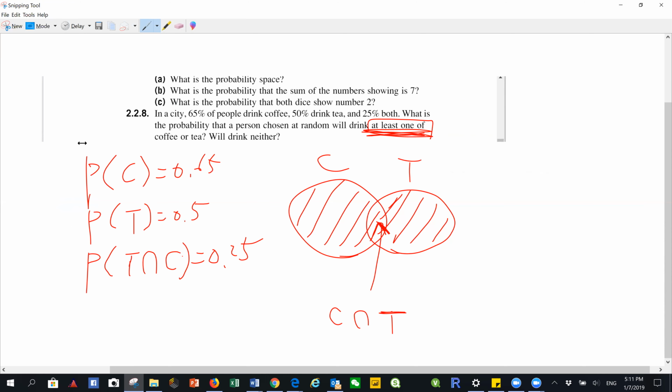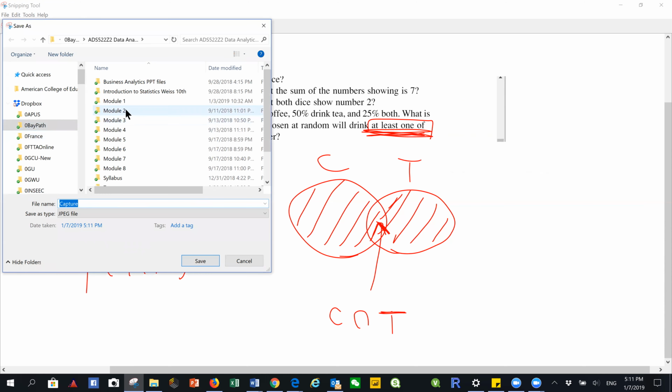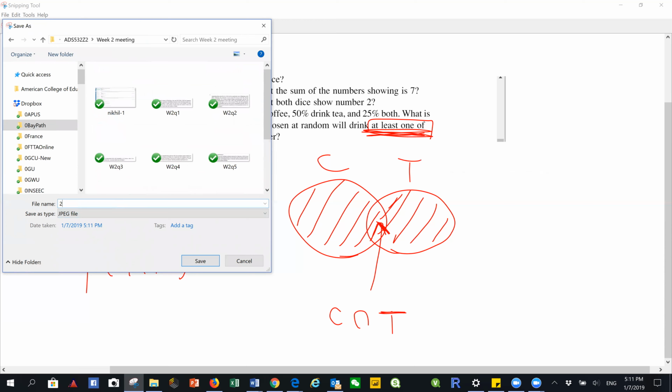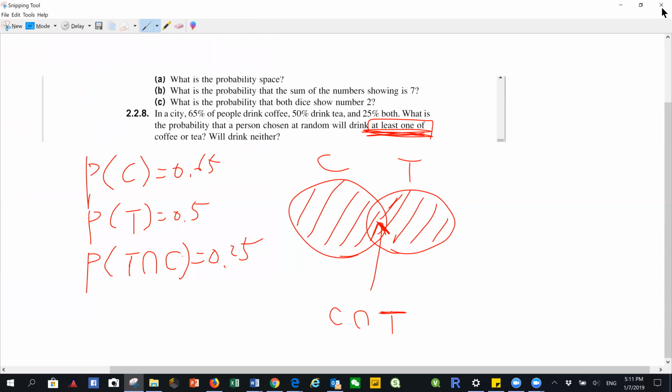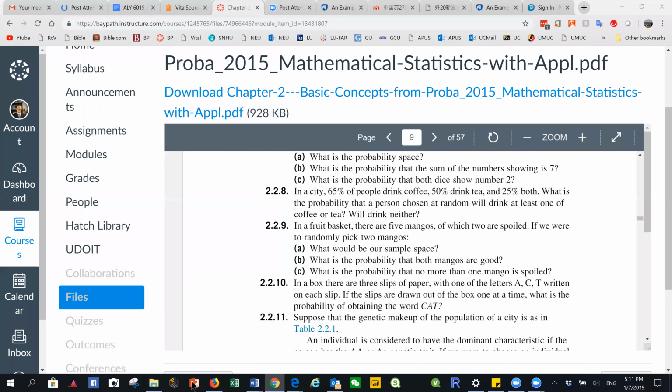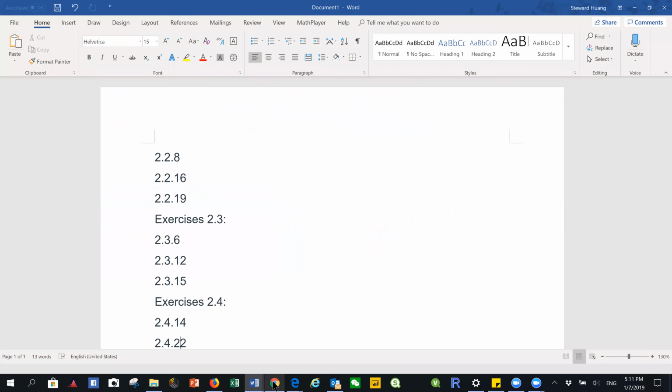Let me save this one. Module 2. One second. Okay, 2.2.8. Okay, hints. All right. That's our 2.2.8 question. All right. 16.